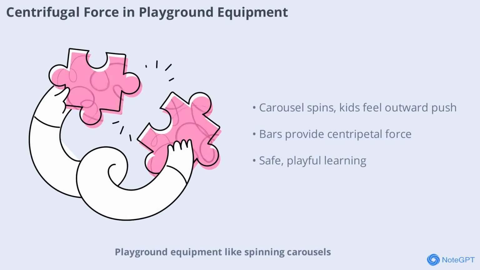Playground equipment like spinning carousels let children experience centrifugal force firsthand. As the carousel spins, kids feel pushed outward, but the bars provide the centripetal force needed to keep them safely on the ride. This playful example helps children understand the forces at work.